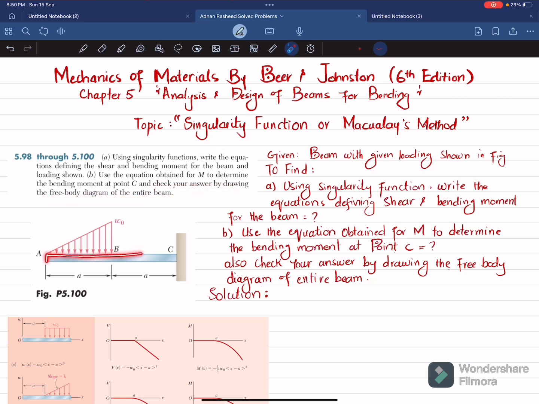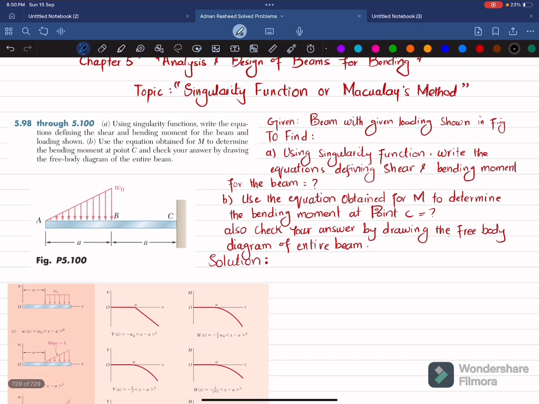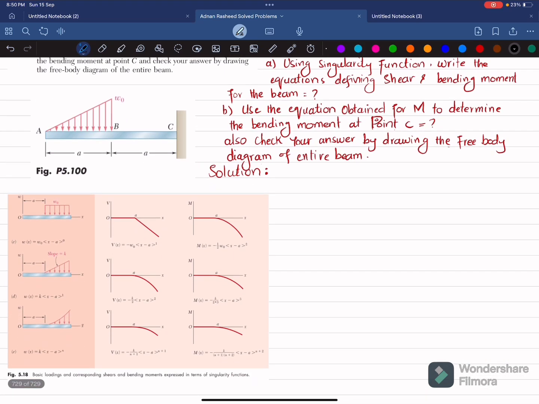So you can see this is a cantilever beam having fixed support at point C, and there is a distributed load which is triangular load from A to B having magnitude W naught. Clear? So we have to determine the shear force equation and bending moment equation by using singularity function. So let's start with the solution. As we can see that we have this table, basic load and corresponding shear and bending moment expressed in term of singularity function. So from here you can see this figure having distributed linear load.